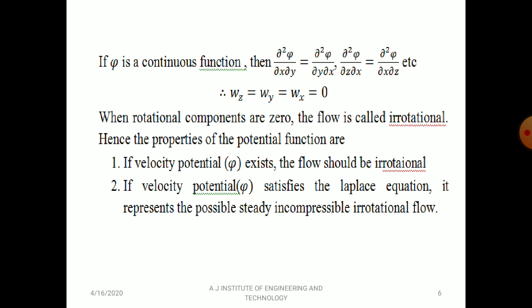So this Laplace equation is applicable for steady state, that is, the properties are not going to change; then incompressible, density remains constant; and irrotational, where the rotational component is 0. So if velocity potential phi satisfies Laplace equation, it represents possible steady incompressible irrotational flow. So those are the two properties.